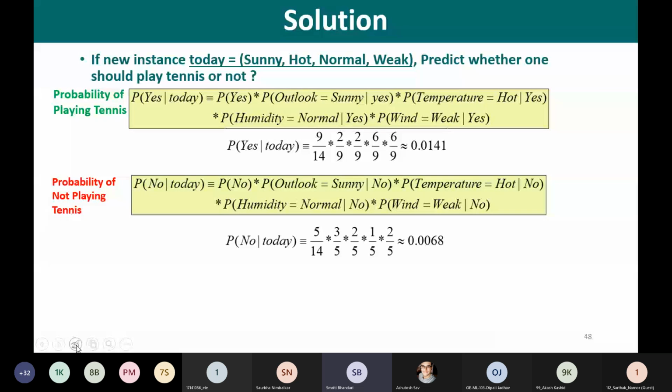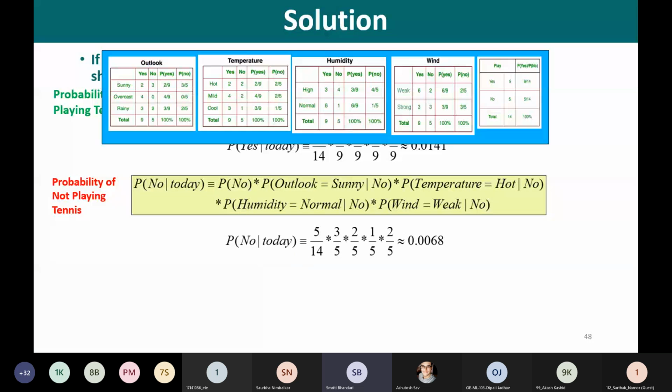Probability of not playing tennis. On similar lines, we are going to compute this. So probability of no given today is equal to, once again refer to our computed values. Probability of no is 5 by 14. Probability of outlook equal to sunny given no is 3 divided by 5.